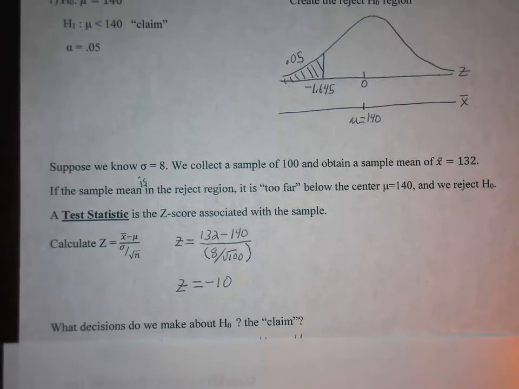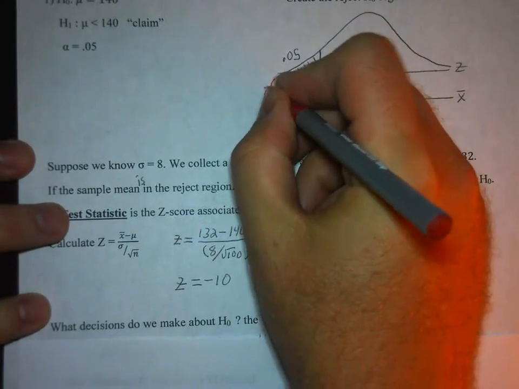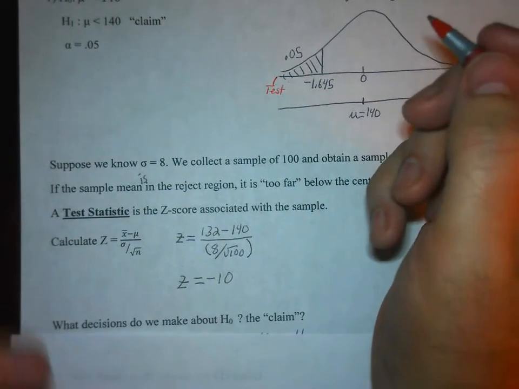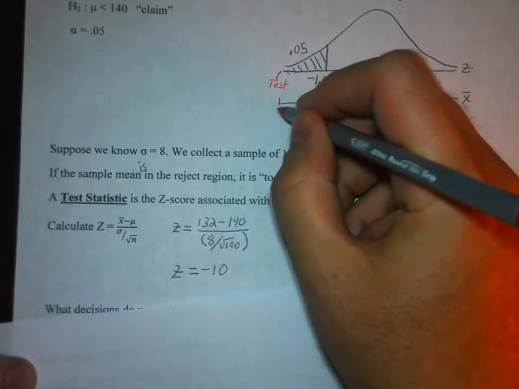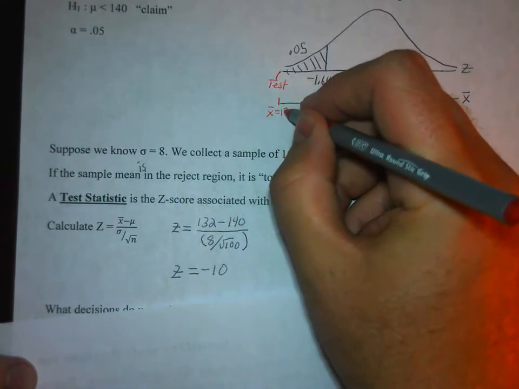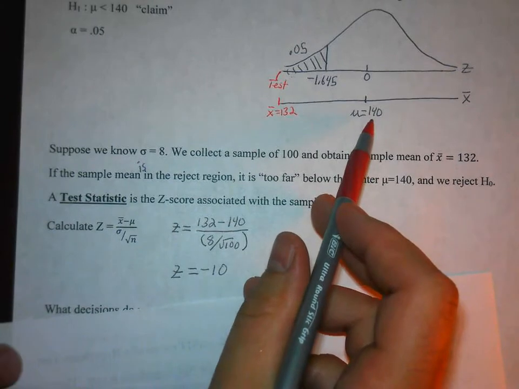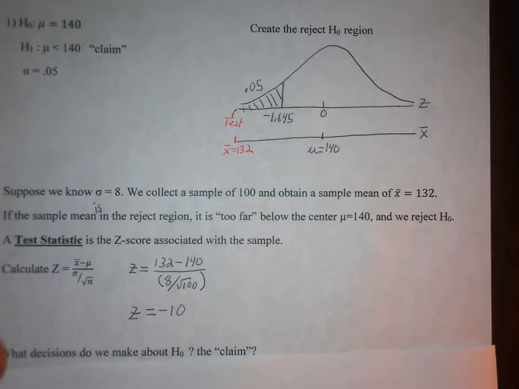Okay, so what is that going to tell us? Well, let me get my red pen. Our test statistic is way out here at negative 10. So we know that 132, that sample mean, X bar equals 132, is way out there to the left of 140. Okay, so this is the grand finale here.